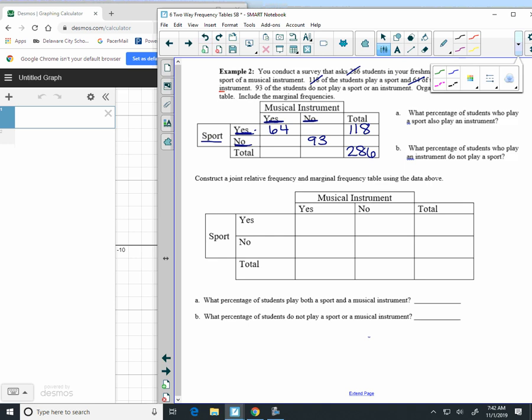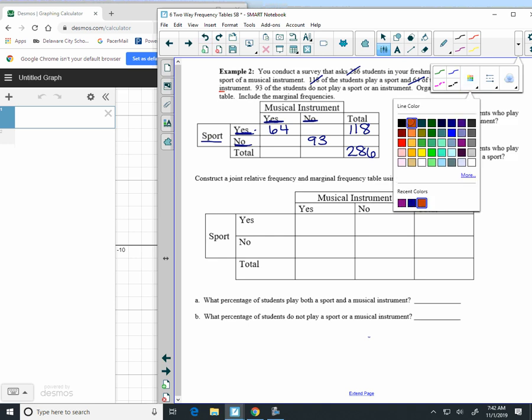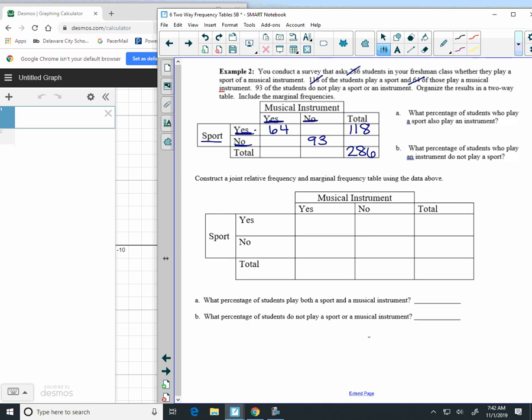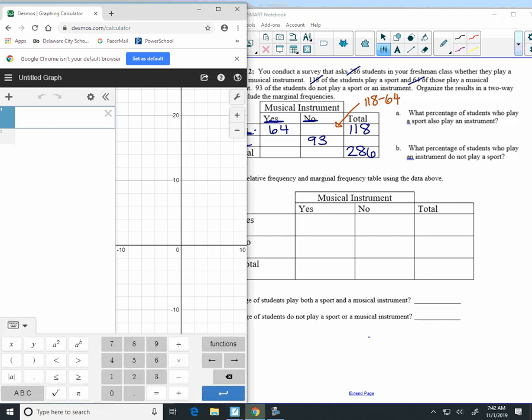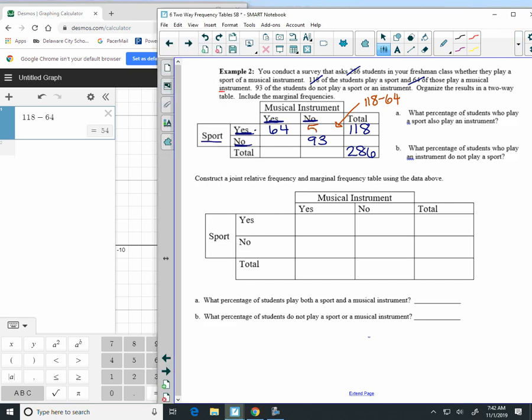So what we do from here is some subtraction. The first thing is that we can only find the information if we have 2 cells in a row. So I have 64 and 118, that means I can find this cell. 64 plus some number equals 118. So to find that number, I'm going to do 118 minus 64. You absolutely don't have to do that in your head. That's 54. So we have 54 students that yes play a sport, but do not play a musical instrument.